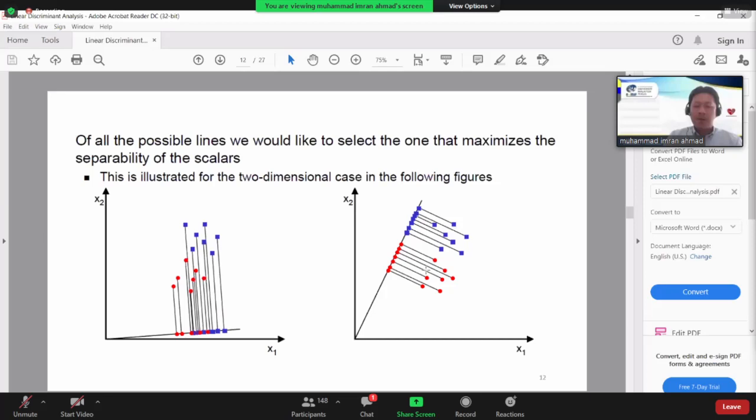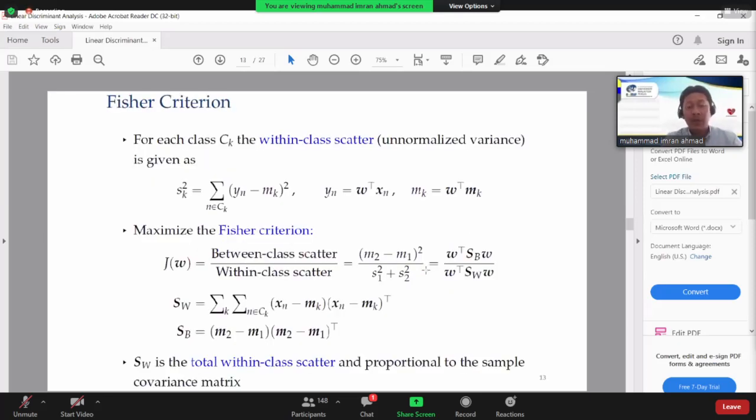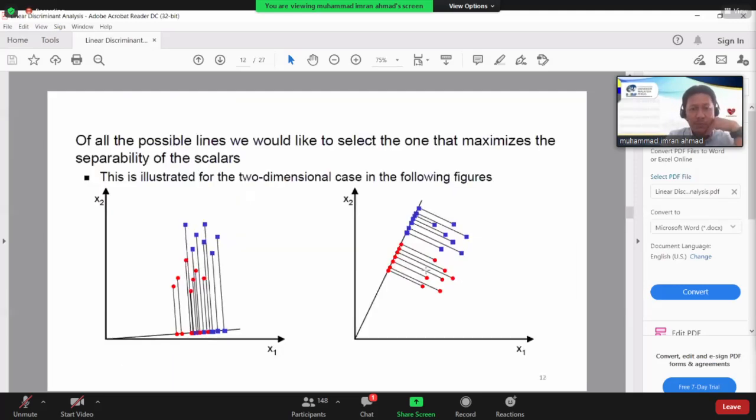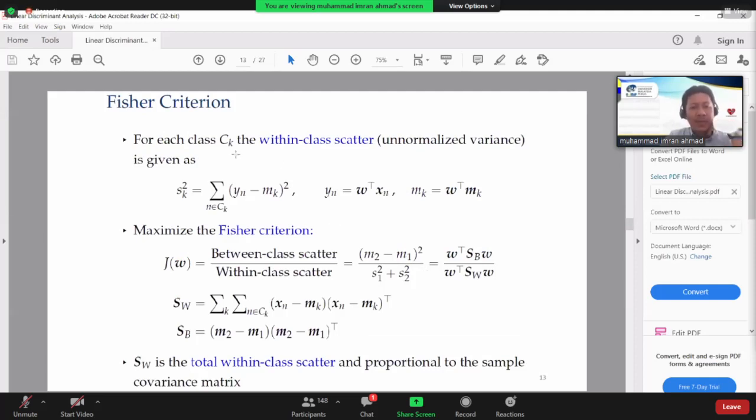Okay. So now this is step by step what we need to do in order to calculate a vector W. Same as PCA. We have PCA, which has its own way to get a vector W. So now let's say we have class CK. CK means our class can be 2, can be 3, 4, 5, 100, 1,000, 10,000. It doesn't matter. So we write our class label as CK, and we need to calculate within class scatter.